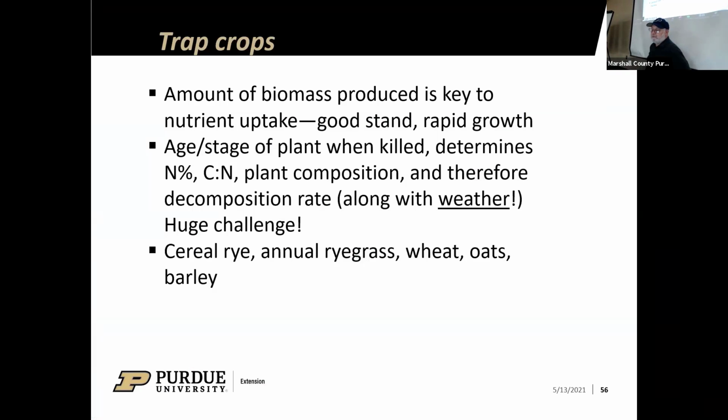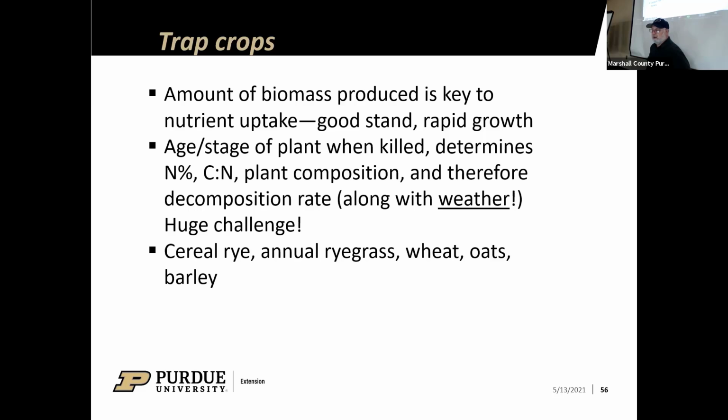So for trap crops, the amount of biomass produced is key to nutrient uptake. A good stand and rapid growth is what we want. I already mentioned that plant size determines the nitrogen level, the carbon and nitrogen level in the plant composition, which will determine how readily those nutrients are released back to the soil environment. And we already mentioned cereal rye, annual ryegrass, wheat, oats, and barley are good trap crops that we can use in our gardens. These seeds are readily available.